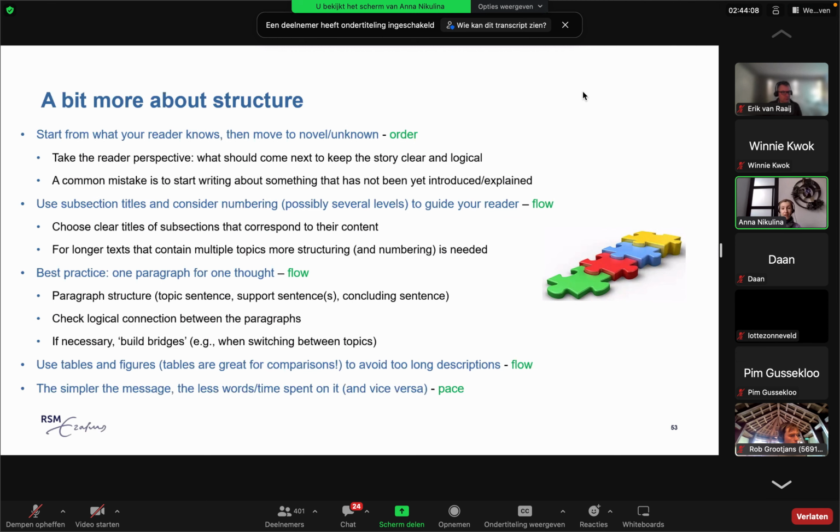And finally, the rule is: do not stop too long on things that are simple. Again, think about whether the reader should know something or not, but do spend time to explain something that is more complex. So be proportional in terms of length in introducing topics or ideas depending on their complexity. That's what pace actually means.